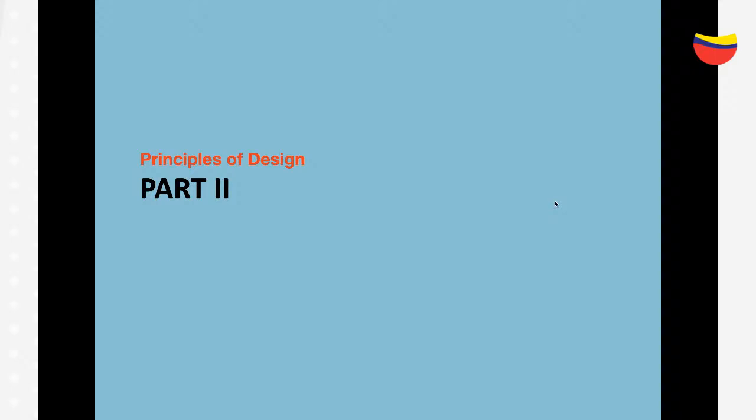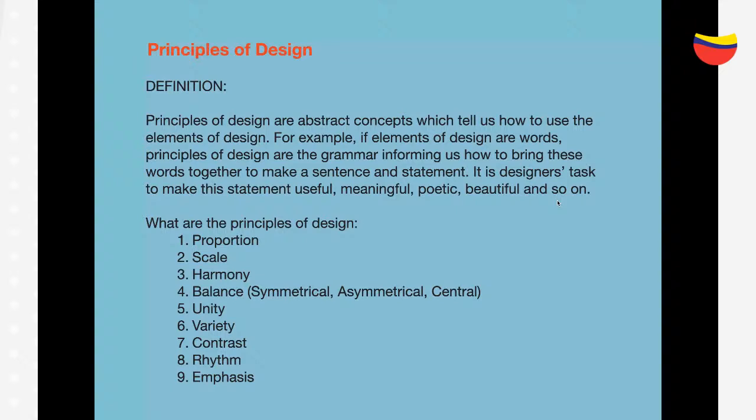That's another issue. Okay, now let's look at the principles of design. What are they? Let me give a definition first. Principles of design are abstract concepts which tell us how to use the elements of design. For example, if elements of design are words, principles of design are the grammar informing us how to bring these words together to make a sentence and a statement. So it's the designer's task to make this statement useful, meaningful, poetic, beautiful, and so on.